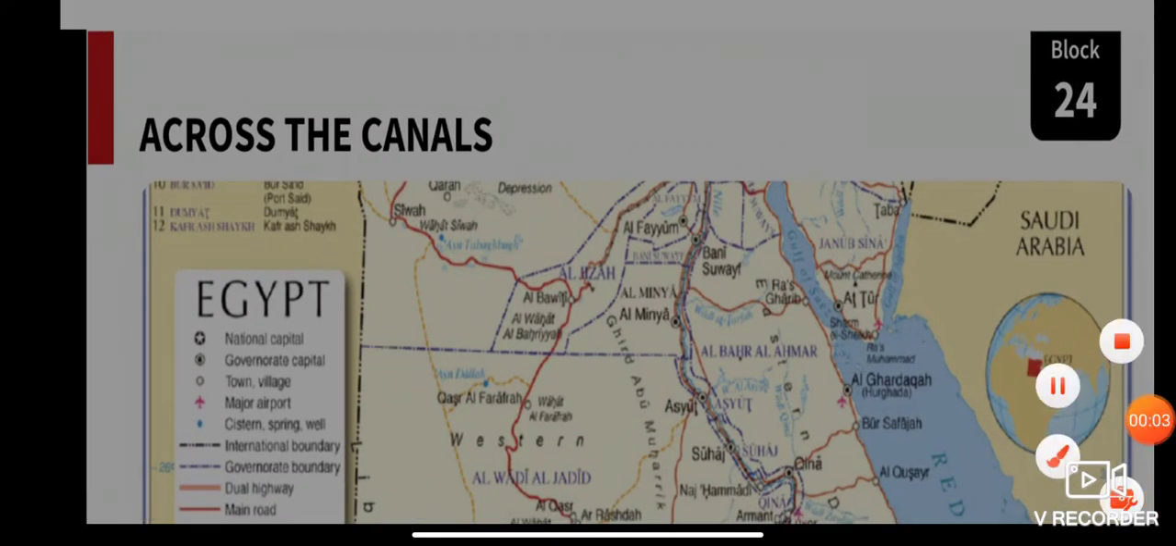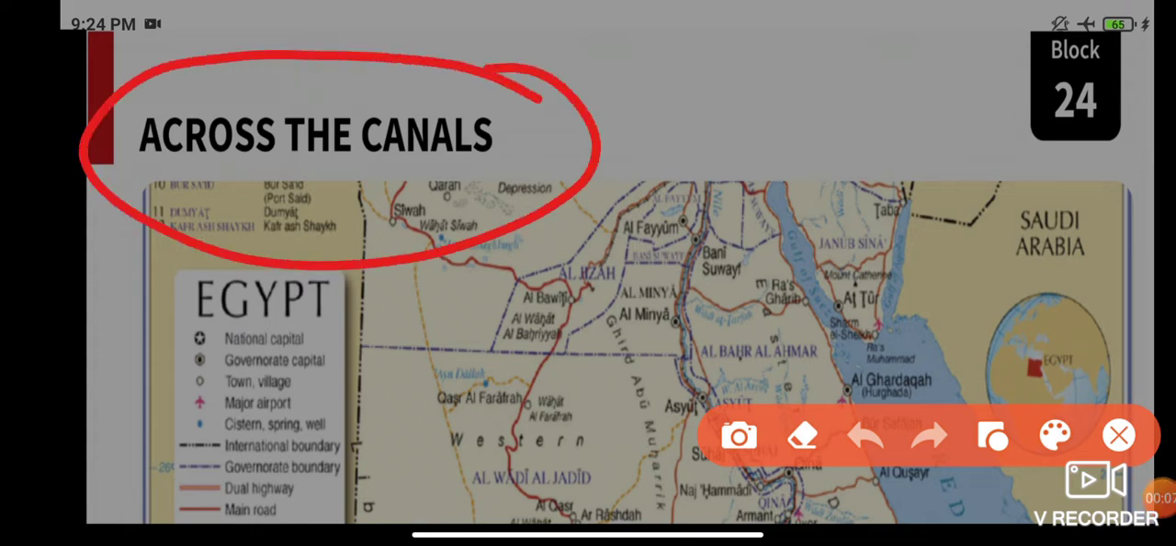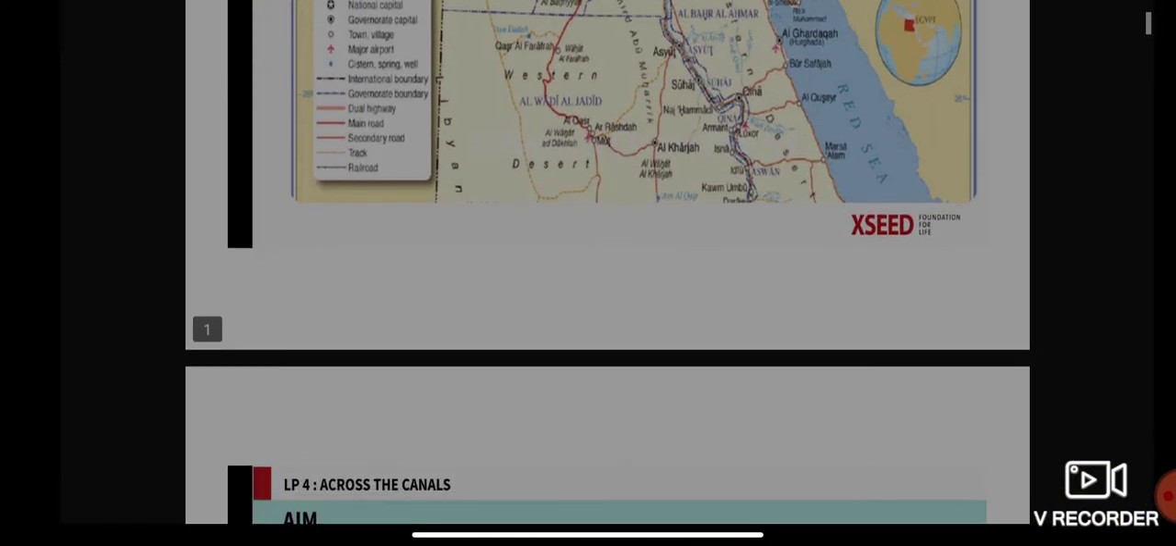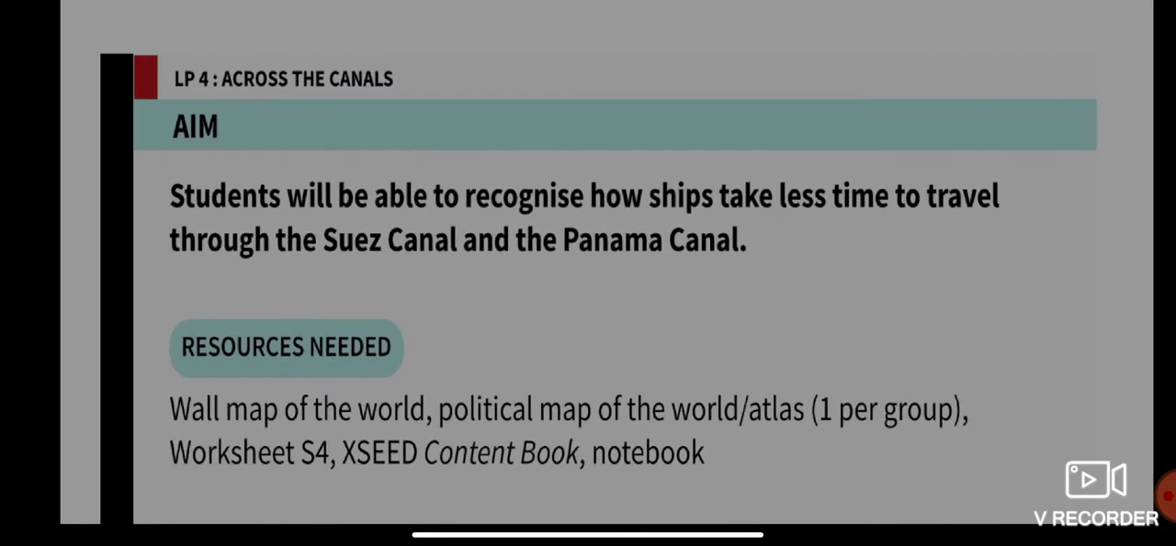So today we will discuss the last topic from block 24, that is Across the Canals. Our aim for today is that students will be able to recognize how ships take less time to travel through the Suez Canal and the Panama Canal.